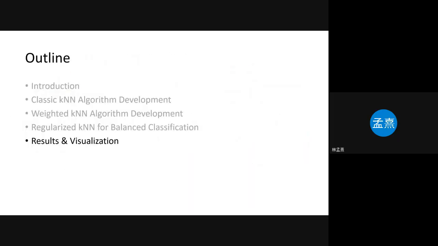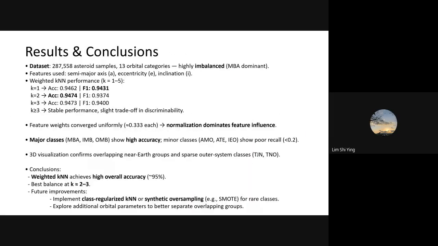Okay, so my part. Now let's move on to our results and conclusions. It is important to note that our data set is highly imbalanced. The main belt asteroids actually dominate the data, while other classes like near-Earth or outer system asteroids have far fewer samples. For our model, we focused on 3 key orbital features: the semi-major axis, eccentricity, and inclination. We then evaluated the weighted KNN algorithm with different values of K from 1 to 5.